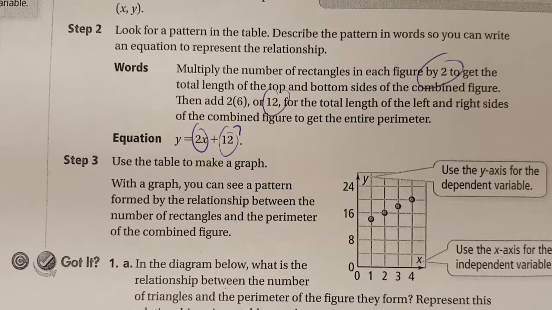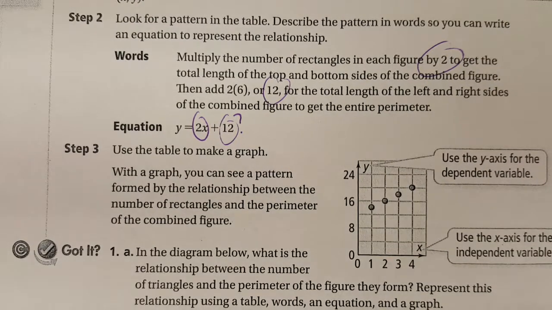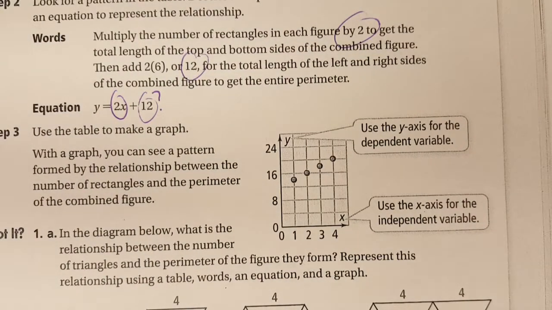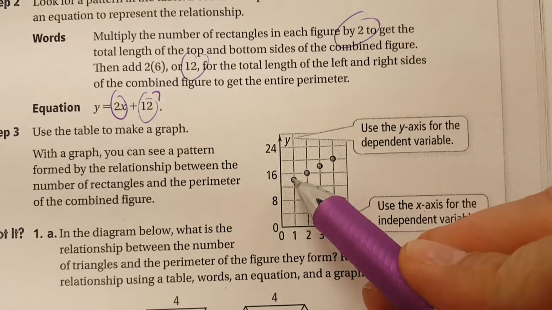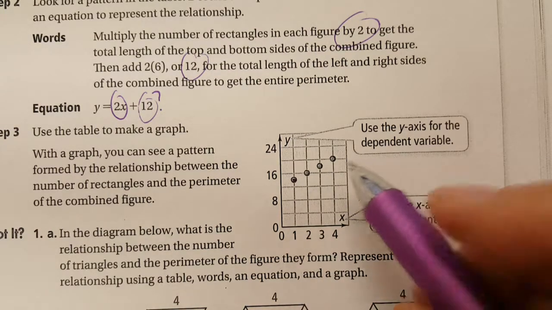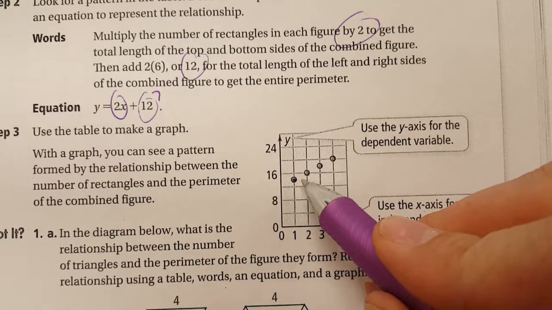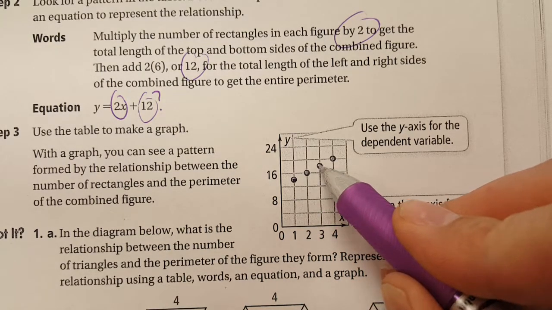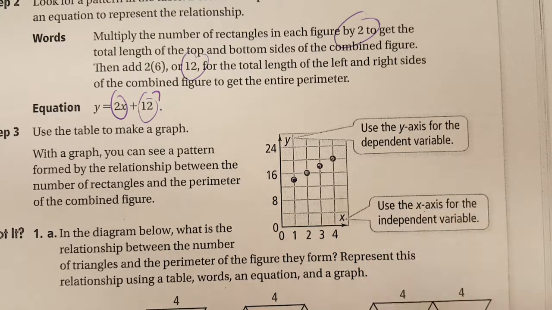Now the graph is actually really easy to make. You just plot the ordered pairs, all right? The table and the graph are basically lined up. You just take those and make ordered pairs out of them. So there's 1 and 14. They kind of decided to space this out really goofily. Like there's 1 and 14, there's 2 and 16, there's 3 and 18, and there's 4 and 20.